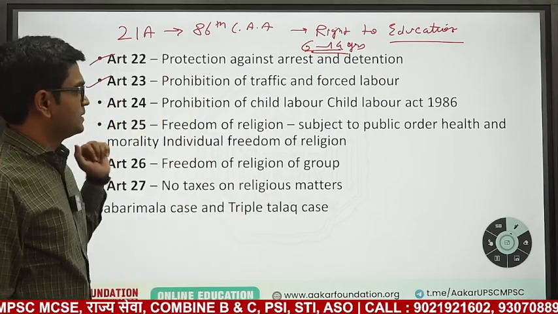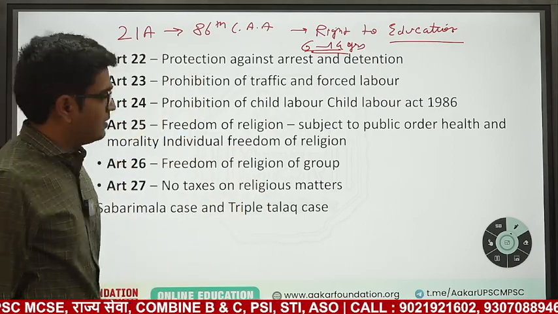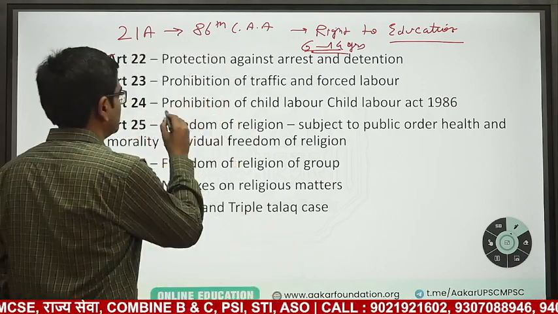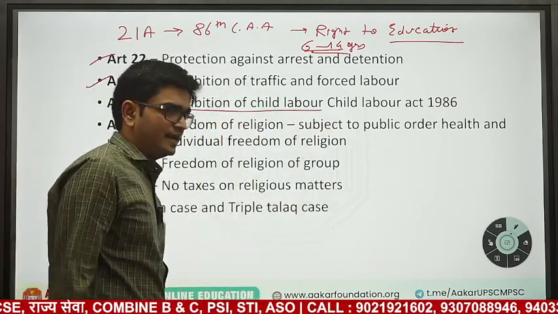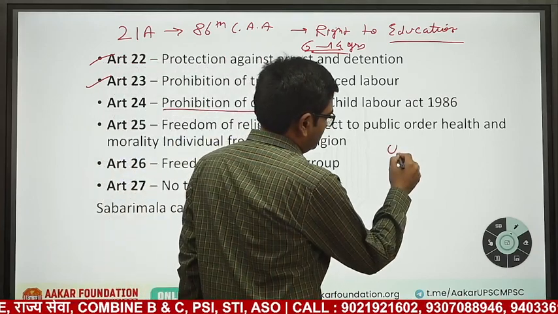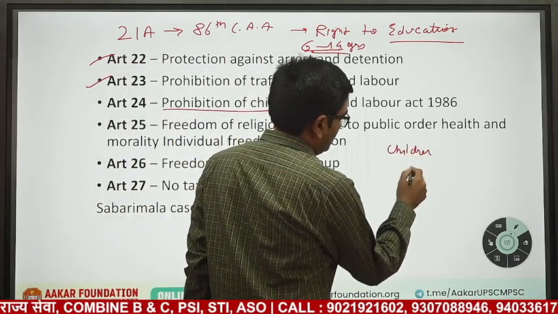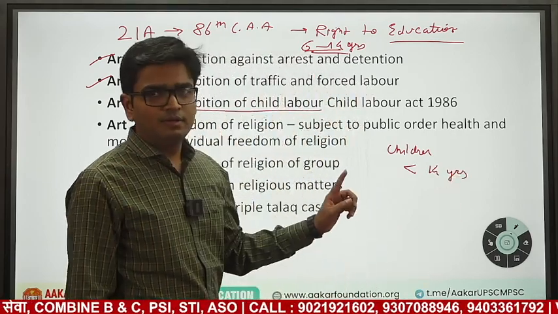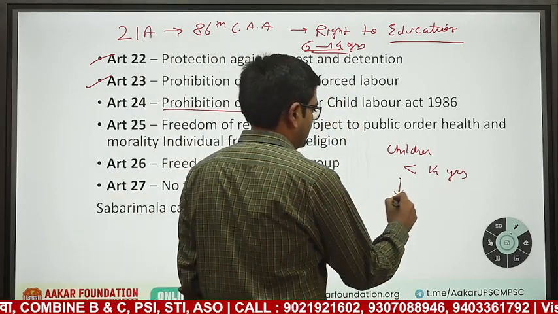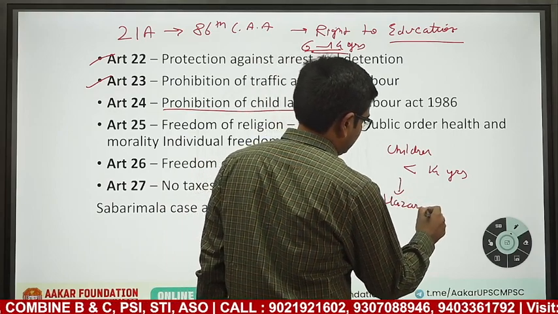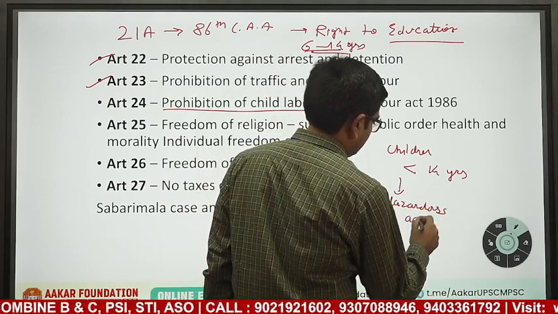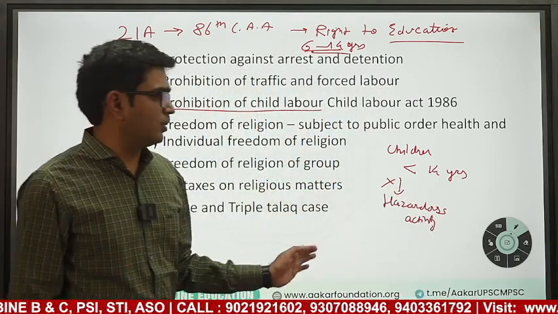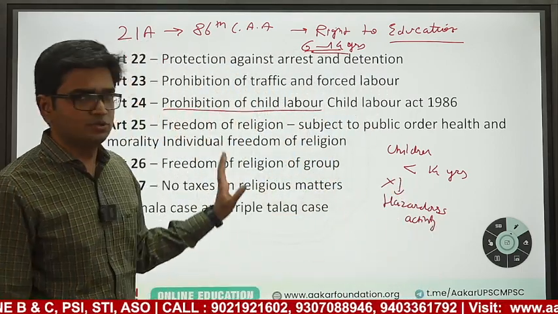Then 24, prohibition of child labor. In the constitution, it is only written that children less than 14 years shall not be employed in hazardous activity. Okay, so children less than 14 years shall not be involved in hazardous activity. That's all written in the constitution.